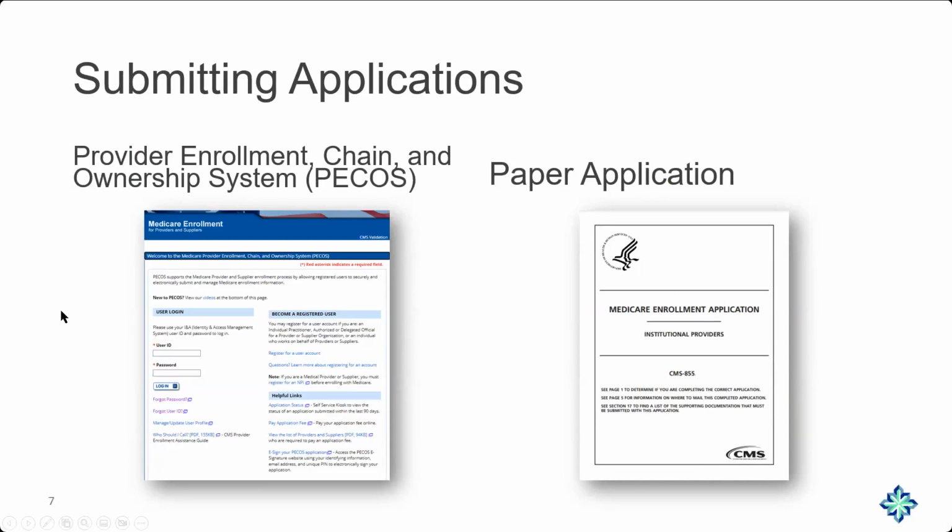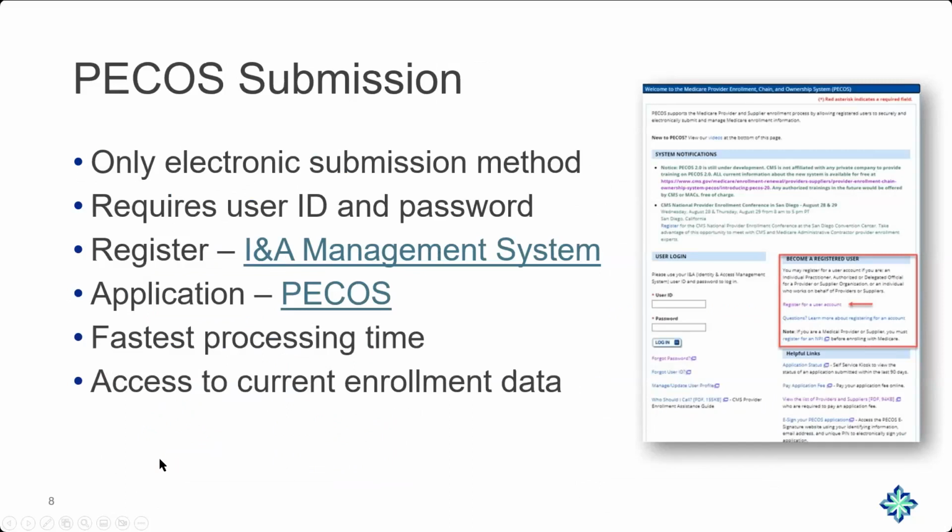So submitting an application. Two options here, as I mentioned. You can do it electronically through PECOS, or you can do it via paper. PECOS is the only electronic submission method that CMS has. You cannot fax or email an enrollment application. If you want to submit it electronically, it does need to come through PECOS.